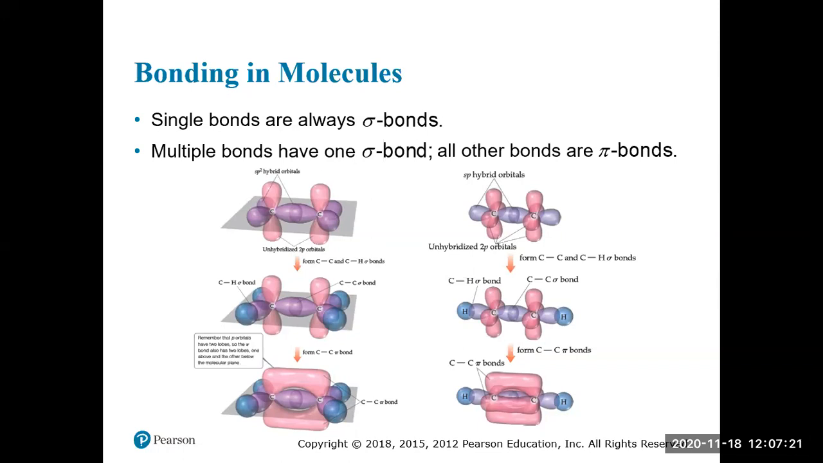So let's take a look at this. Single bonds are always sigma bonds. Multiple bonds have one sigma bond, and then if it's a double or triple, those additional bonds are pi bonds. So starting with C2H4 on the left, we see we have a carbon atom bonding to another carbon.